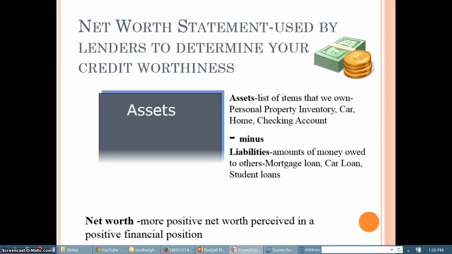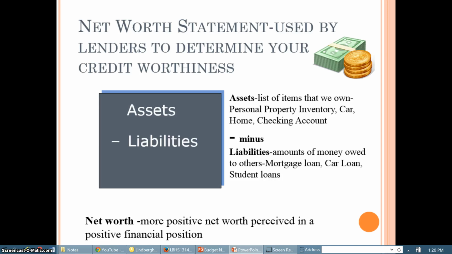Your net worth statement is used by lenders to determine your credit worthiness. Your assets are going to be the list of all the items that you own, such as your personal property inventory, your car, your home, your checking account, any retirement accounts, investments that you might have. You want to subtract your liabilities, and those are the amounts that you may owe on things such as your mortgage, your car loan, your student loans, credit card debt would all be considered liabilities to somebody else. When you take the difference between the two, that determines your net worth. The more positive or the greater that net worth, the more creditworthy you are perceived by financial institutions.